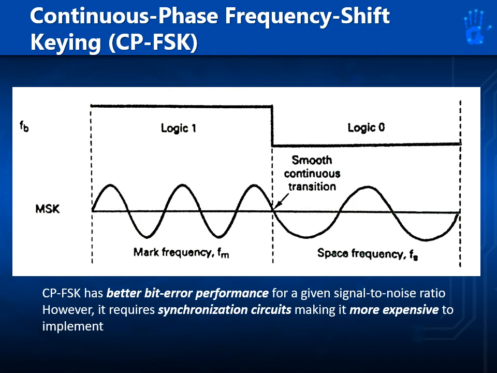Now this is an example of continuous phase frequency shift keying. As you can see, the transition from logic 1 to logic 0 is very smooth. CP-FSK has better bit error performance for a given signal-to-noise ratio. However, it requires synchronization circuits, making it more expensive to implement.